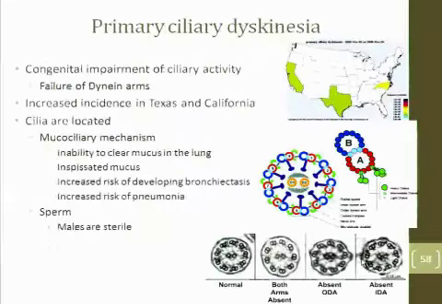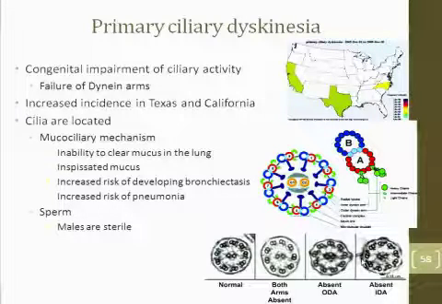The next one is primary ciliary dyskinesia. This is actually pretty rare. It seems to have a higher population in California, Texas, and Virginia. You get general impairment of ciliary activity, with increased incidence, which I already talked about. Cilia are part of the mucociliary mechanism, so these people have an inability to clear their lungs. They get insufficient mucus clearance, and they develop bronchiectasis and an increased risk of pneumonia. Almost all the males are sterile because the sperm cannot form the flagella properly to work.